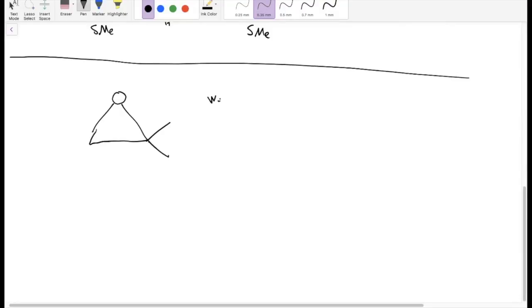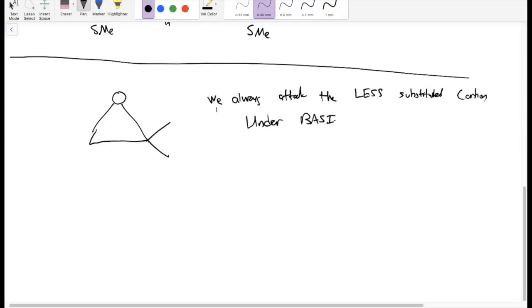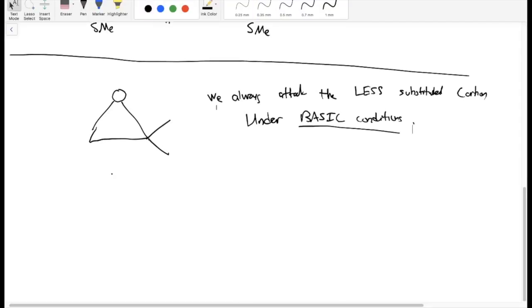Okay, so in this case, we always attack the less substituted carbon under basic conditions, okay? This same principle does not, and I repeat, does not hold true for acidic conditions, okay? So let's go over what this is going to look like.